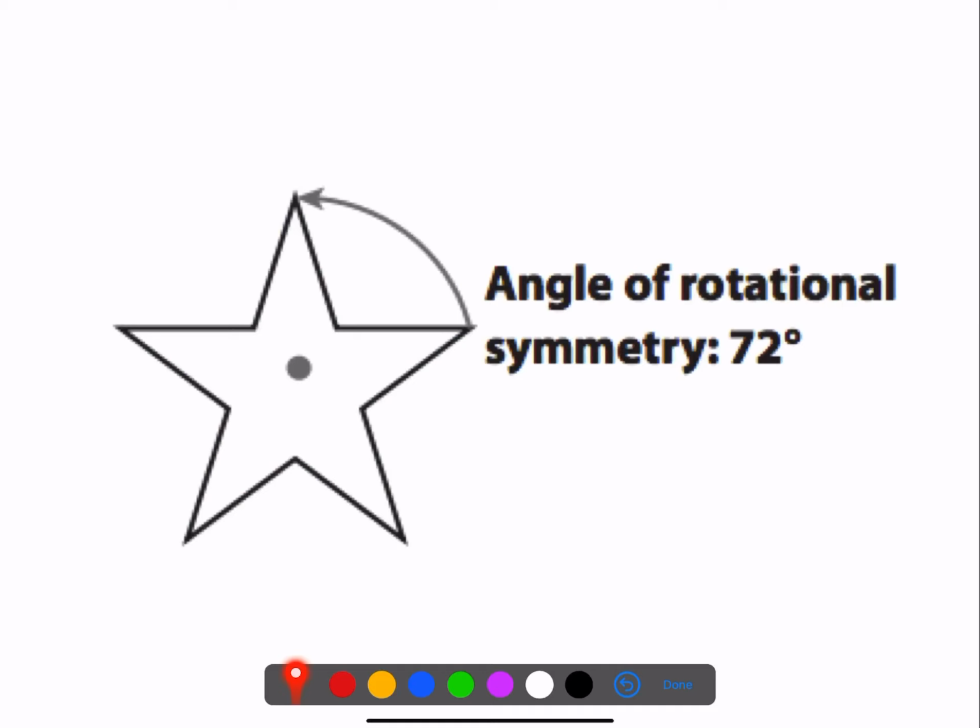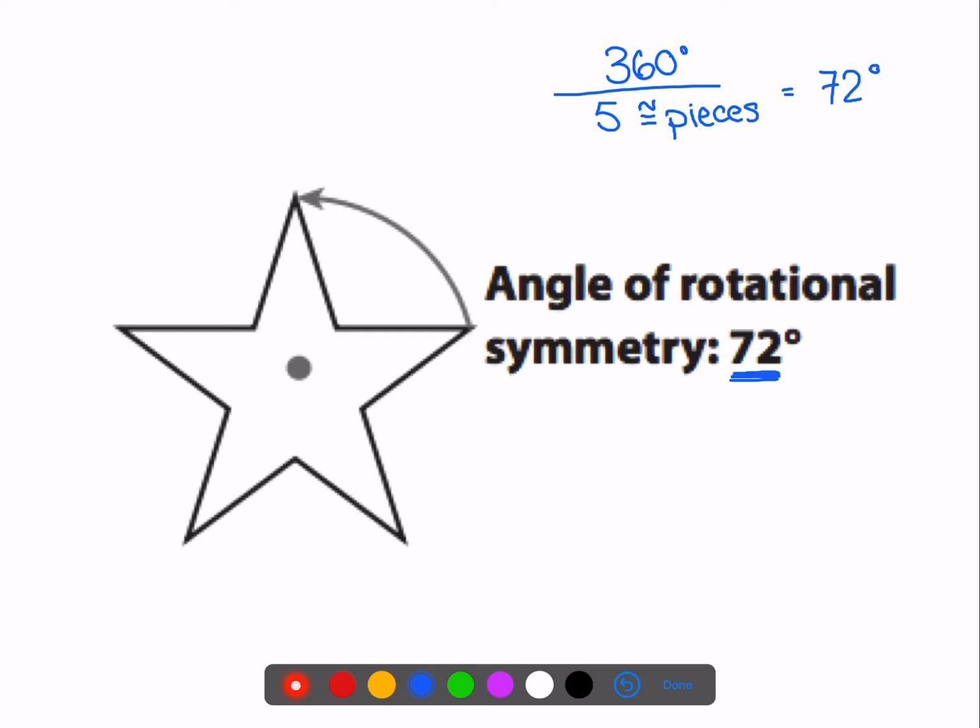So, looking at the star here, we have an angle of rotational symmetry of 72 degrees. Now this is going to be very similar to the one that we started with earlier today. As we can see, I have 5 congruent points on this star, each of these little triangles on the end. So if I have 5 congruent pieces, and I know that there's 360 degrees within a full circle divided by the 5 congruent pieces, well, that will give us 72 degrees. So that's where the 72 comes from.